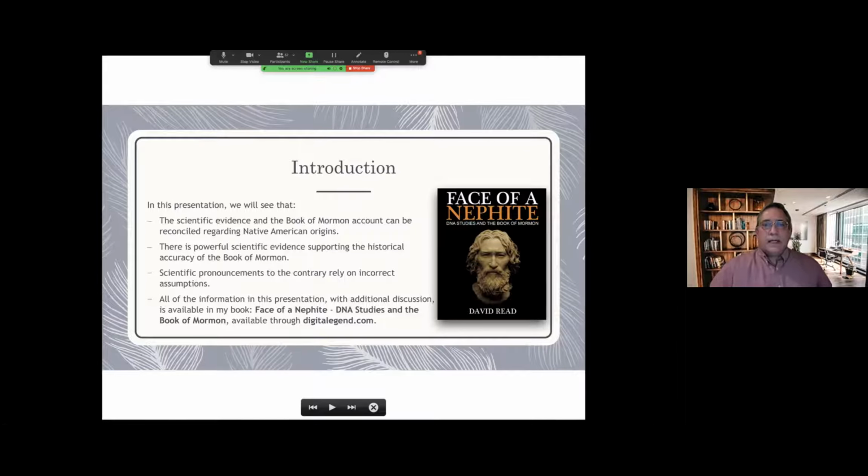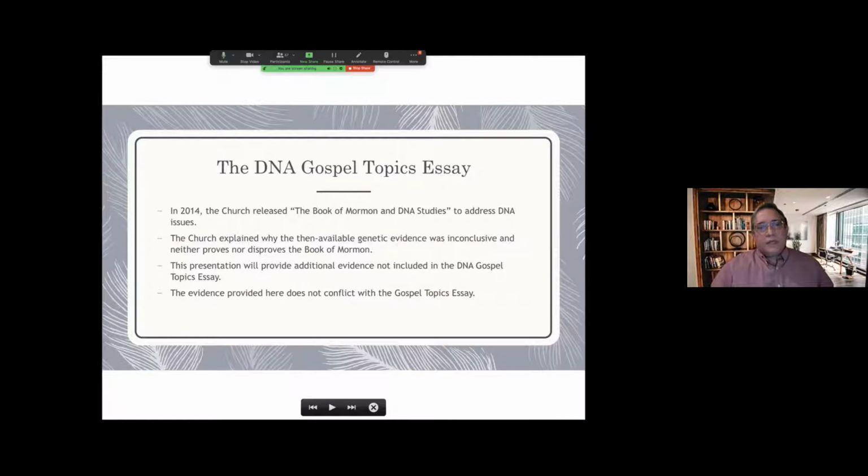All right. Now, most of you will know that in 2014, the church published the Book of Mormon and DNA Studies. It was a gospel topics essay, and in it, the church explained that the then available genetic evidence was inconclusive and neither proves nor disproves the Book of Mormon, and the gospel topics essay took some time to explain why that was. In this presentation, I'll provide additional evidence that was not in that DNA gospel topics essay, but the evidence here does not conflict with the gospel topics essay. It just provides some additional evidence.